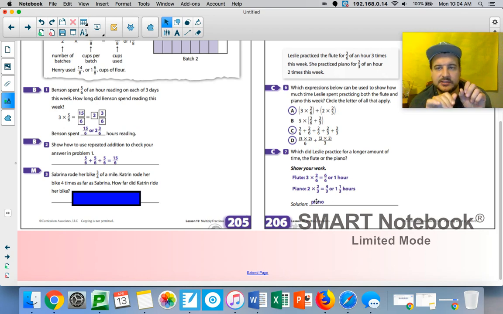I think piano is a little bit tougher. It's both hands. I don't know. I don't play piano or flute. They probably are both equally as hard.